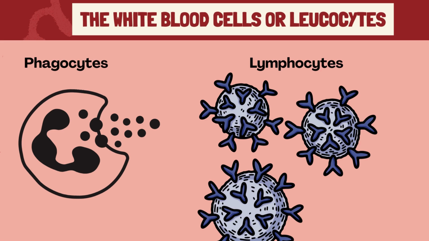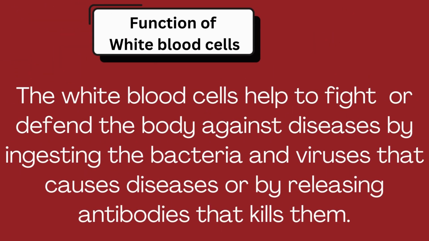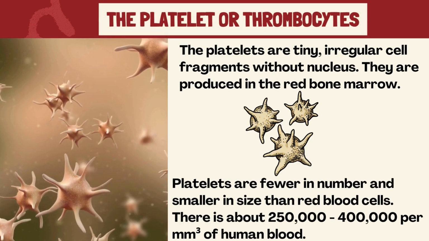The second type of white blood cell are the lymphocytes. The lymphocytes produce antibodies, and they are made in the lymph nodes. They produce chemicals called antibodies which stick to the surface of germs and kill them. Function of white blood cells. The white blood cells help to defend and fight against diseases by either ingesting them or producing antibodies that kill disease-causing organisms.